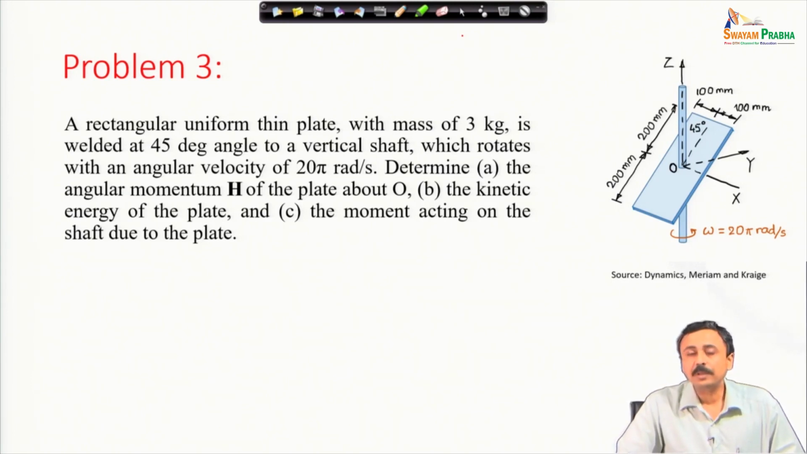Okay, the dimensions of the plate are all given. This is a problem from Meriam and Kraige's book. We are given this axis capital X, capital Y, capital Z. Capital Z is aligned with the axis of the shaft about which the whole system is rotating.